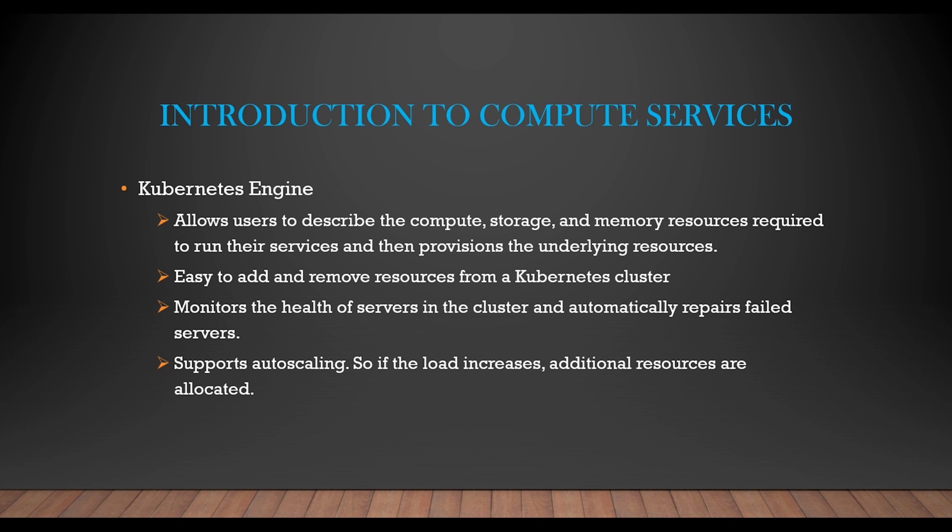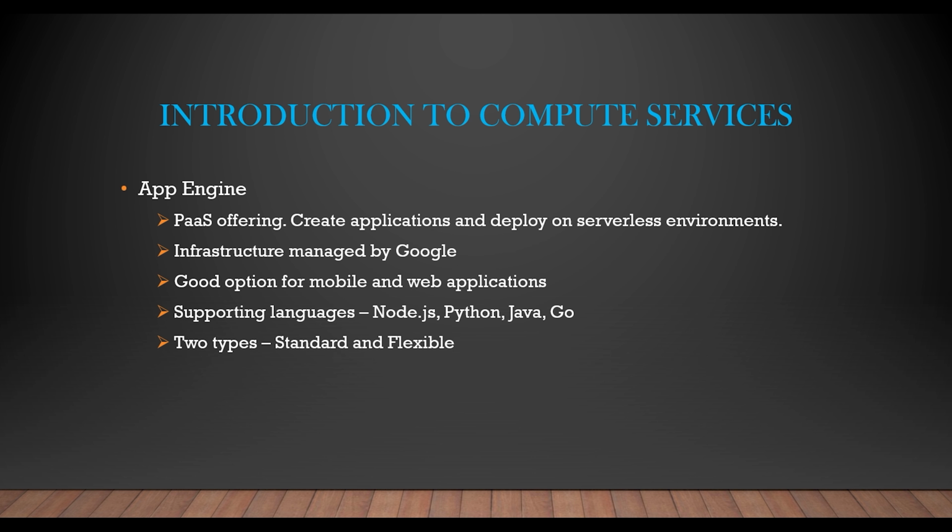It is very easy to add and remove resources from a Kubernetes cluster using a command line interface or a graphical user interface. In addition, Kubernetes also monitors the health of servers in the cluster and automatically repairs failed servers. It also supports autoscaling, so that if the load is increasing, additional resources are allocated. Next one is App Engine. App Engine is GCP's platform as a service offering.